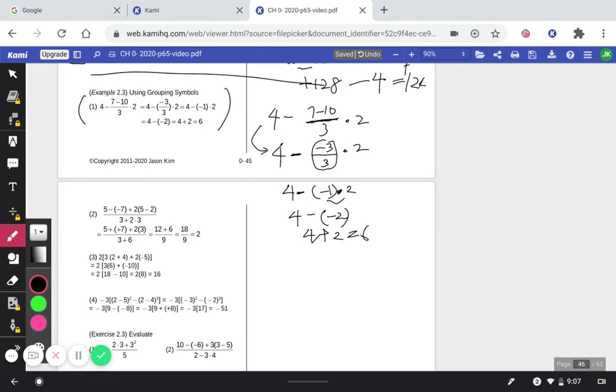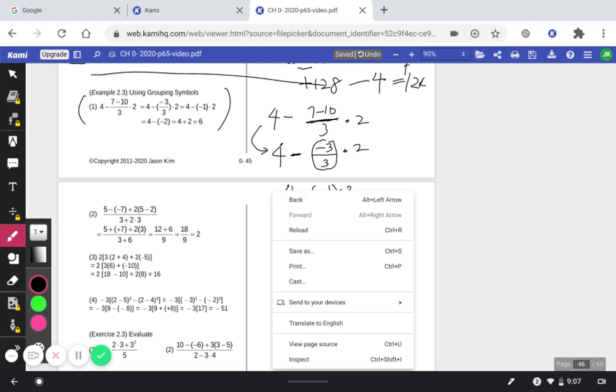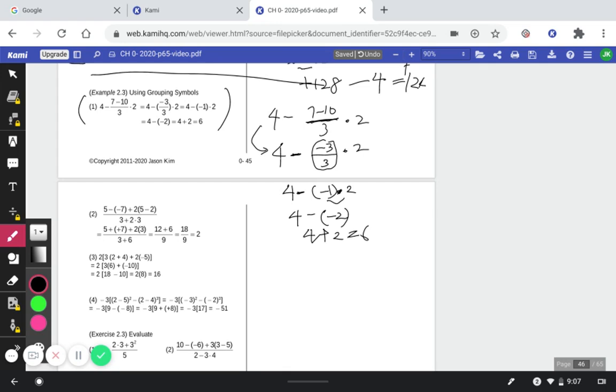Now, number 2, 5 minus the quantity of negative 7 plus 2 times the quantity of 5 minus 2. In the first parenthesis, you have nothing to do, but in the second one, you have 5 minus 2, which is 3. So you do this operation, okay? 5 minus negative 7 is 5 plus 7, plus 2 times 3 is 6, and 7 plus 2 times 3 is 6. So you end up with this.